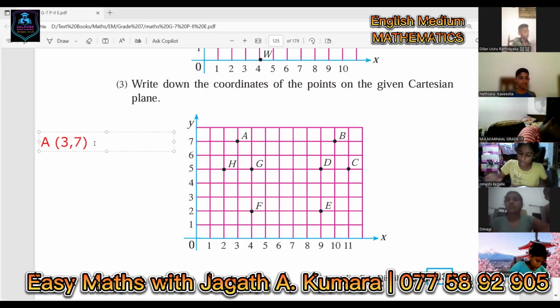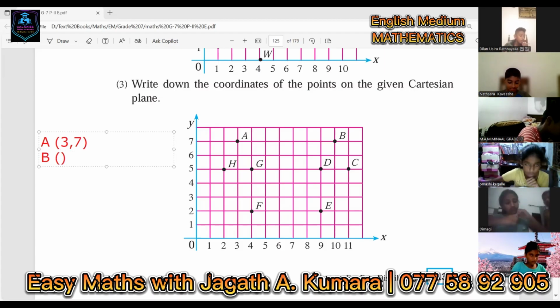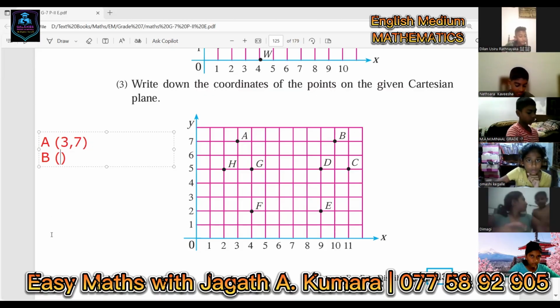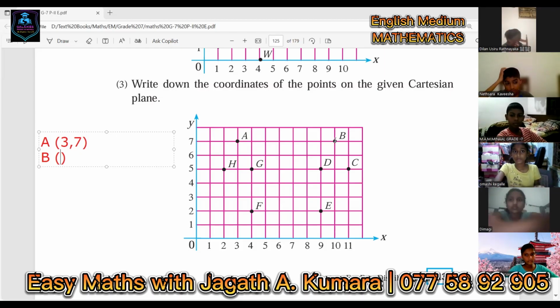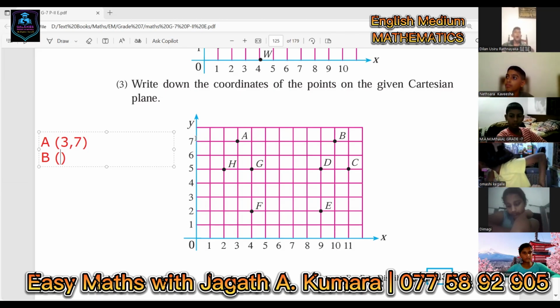Correct. Right. Then point B, coordinates of the point. Can you give the answer, Chetana? 10, 7. The point B, x coordinate is 10, y coordinate is 7. Okay, 10, 7.